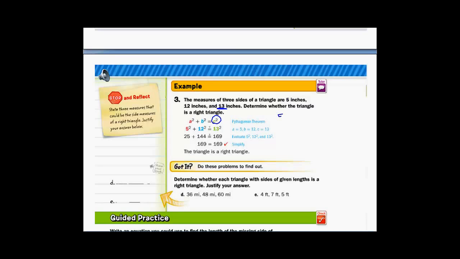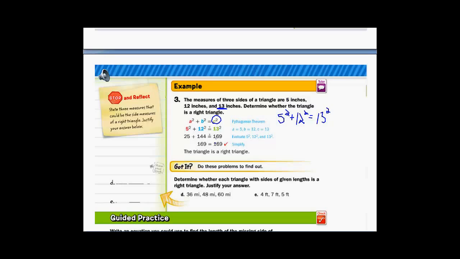So take 5 squared plus 12 squared. See if that equals 13 squared. If it does, then that is a right triangle. If it does not, then it's not. So 5 squared is 25, 12 squared is 144, 13 squared is 169. Is 25 plus 144 169? Yes. So therefore that is a right triangle. So I want you to pause and try D and E.